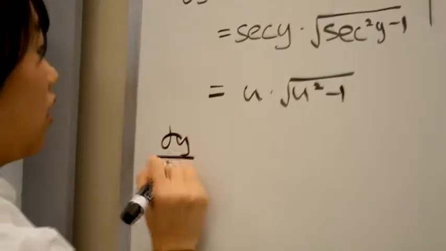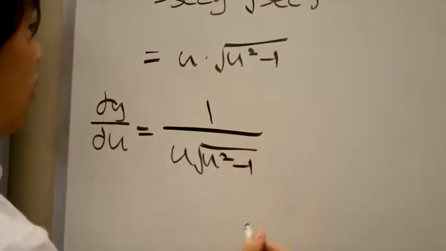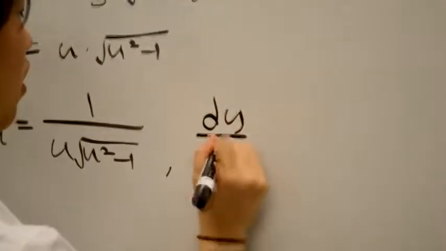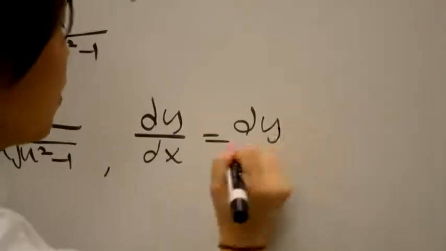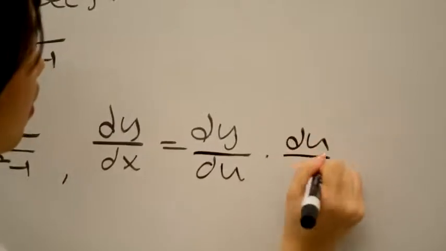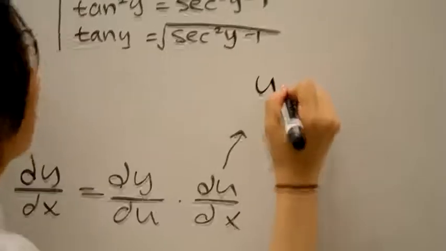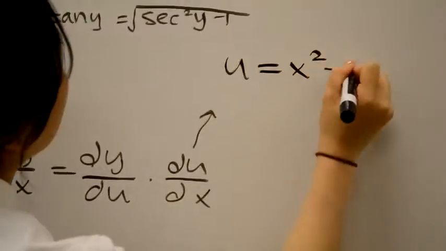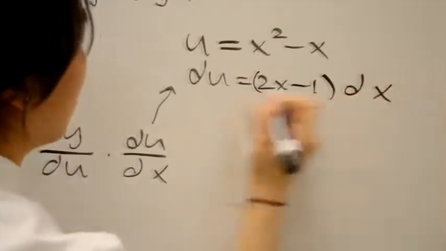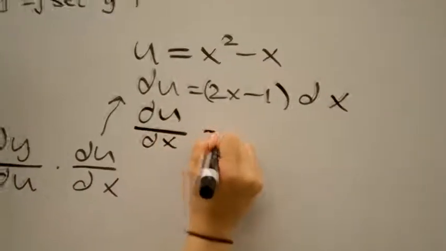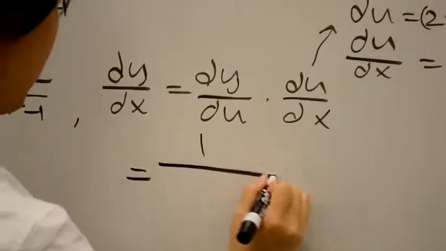And we know that secant y is u, so we're going to use u substitution there. We're going to flip it over to get dy/du. And to get dy/dx, we have to multiply it by du/dx. Now we have to find du/dx, sorry. u equals x squared minus x, which is going to give us du equals 2x minus 1 dx. So du/dx would be 2x minus 1.